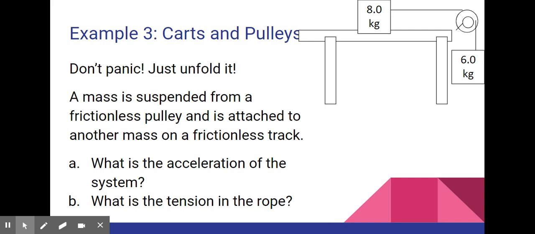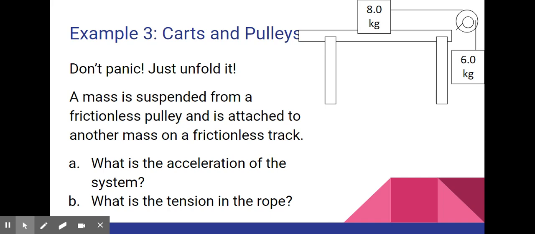So we've got a cart sitting on a table, and it's attached to a pulley, and at the end of the pulley, we have another mass that's hanging. Okay, so we've got this 8 kilogram cart sitting on the table on a track, and it's attached by a pulley to a hanging mass of 6 kilograms. And we're trying to figure out how this thing is accelerating and what's kind of driving the acceleration.